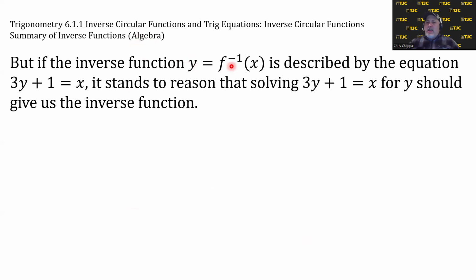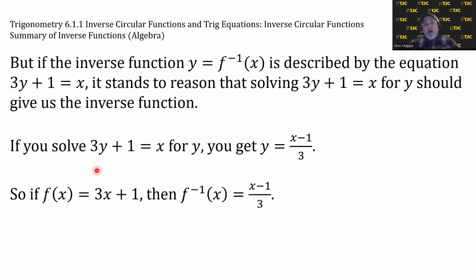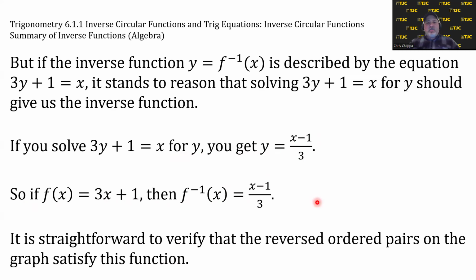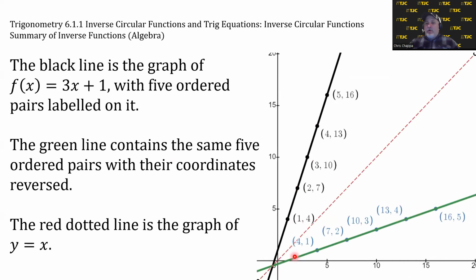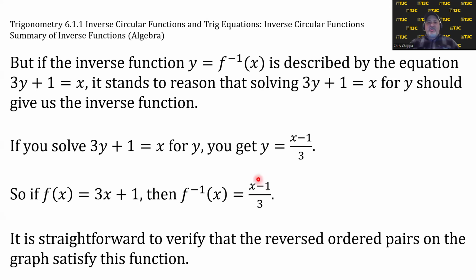But if the inverse function y equals f inverse of x is described by the equation 3y plus 1 equals x, it stands to reason that solving 3y plus 1 equals x for y should give us the inverse function. If you solve 3y plus 1 equals x for y, you get y equals (x minus 1) over 3. So if f of x equals 3x plus 1, then f inverse of x equals (x minus 1) over 3. It is straightforward to verify that the reversed ordered pairs on the graph will satisfy this function. In other words, for this function, these 5 ordered pairs will satisfy it, such as (16, 5). If I put 16 in here, 16 minus 1 is 15, divided by 3 is 5.